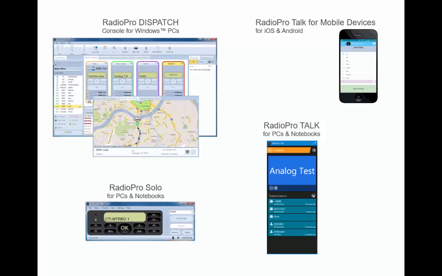RadioPro is a set of radio over IP software applications that run on Windows PCs and notebooks, as well as iOS and Android devices to enable you to communicate with two-way radio users.